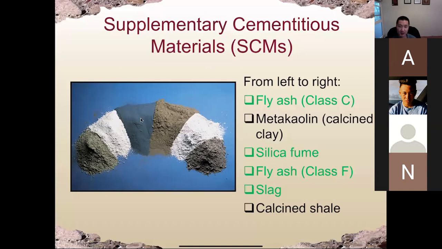This is a type of natural mineral, a whitish powder. The third one is called silica fume. Silica fume is one type of industry byproduct. We'll discuss that in more detail in a moment. The white powder here is called slag. Slag is a byproduct from the steel manufacturing process. We also have calcined shale, which is one type of natural mineral. So these are some examples of supplementary cementitious materials.